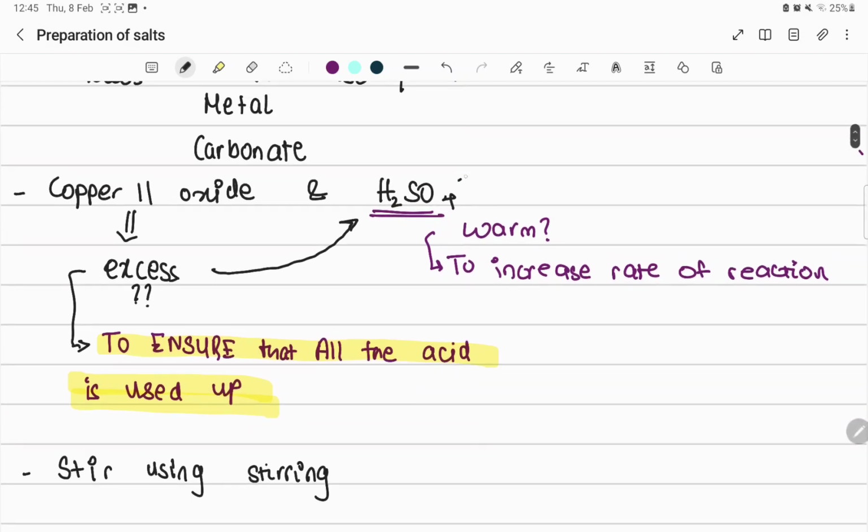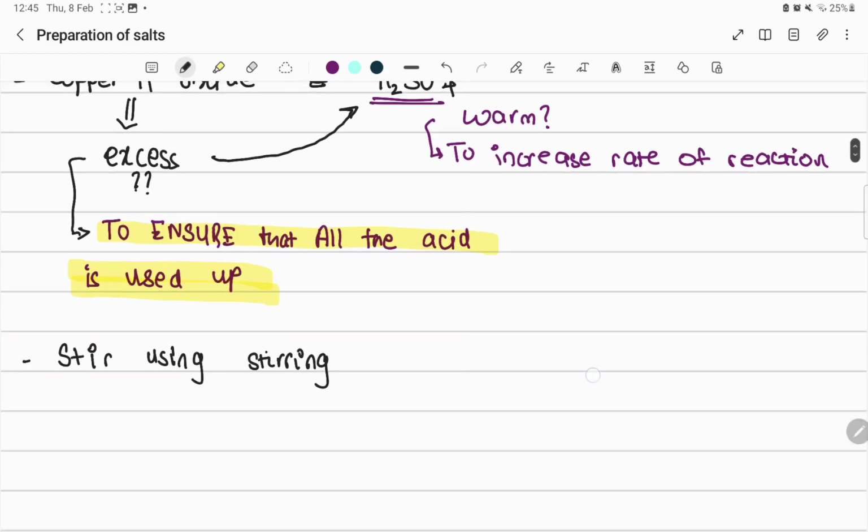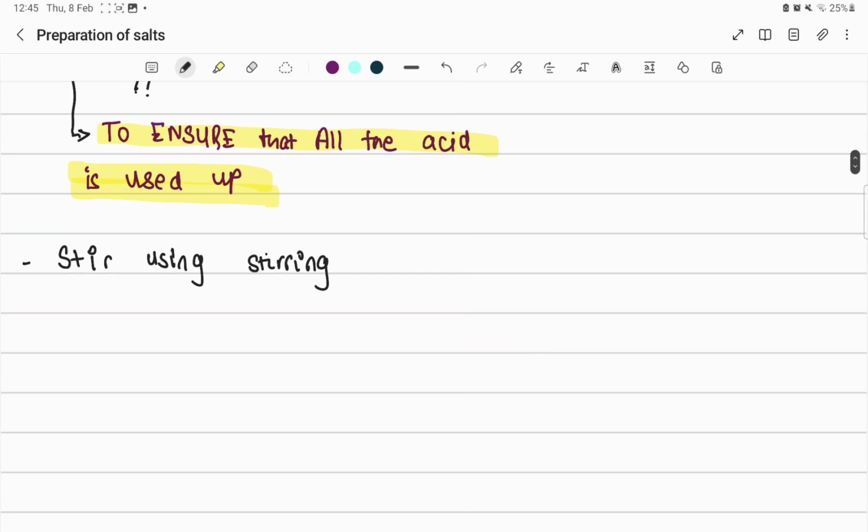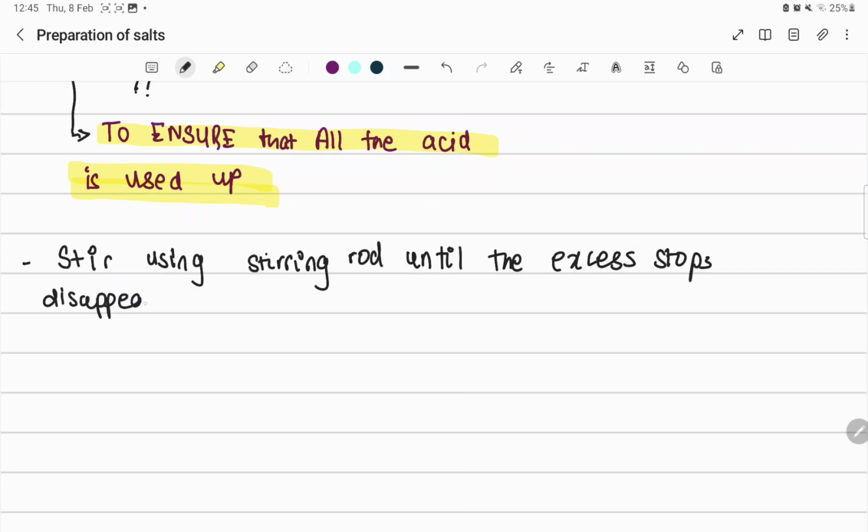How are you going to warm this acid? You're going to use the Bunsen burner. The evaporating dish. So make sure you go through the apparatus before you go to your exam, especially before the ATP. Now, stir using the stirring rod, and you keep stirring until the excess stops disappearing. When it stops disappearing, that is your indication that the reaction has finished and the acid is used up. That's as far as it can go.